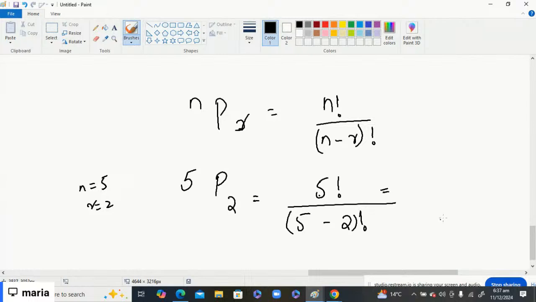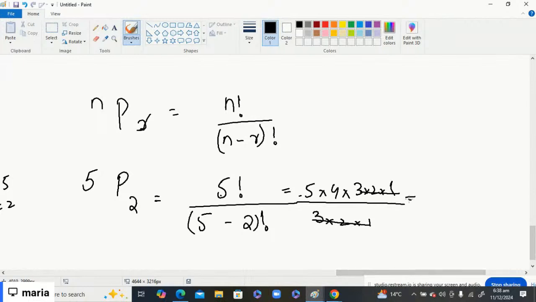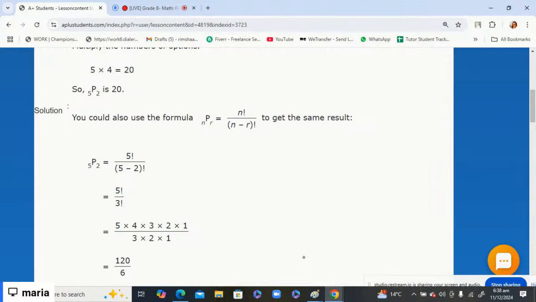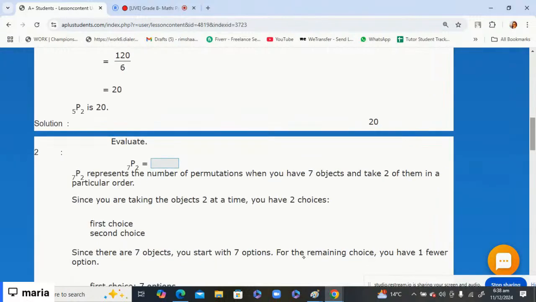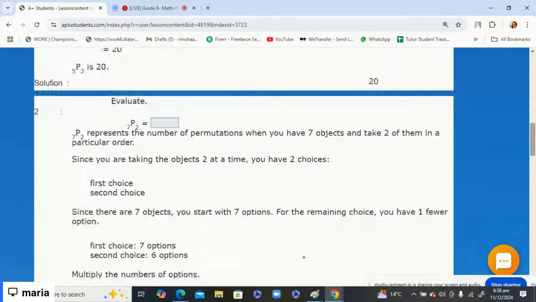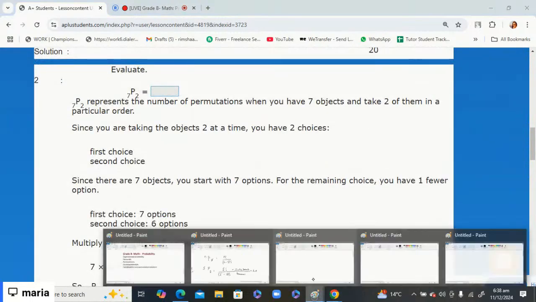Let's find it out. What is 5 factorial? 5 times 4 times 3 times 2 times 1. First of all, subtract 5 minus 2 is 3, and then it's 3 factorial only left, 3 times 2 times 1. The 3, 2, 1 cancel out. Only 5 times 4 is 20, and this is your answer. 20 is your answer.